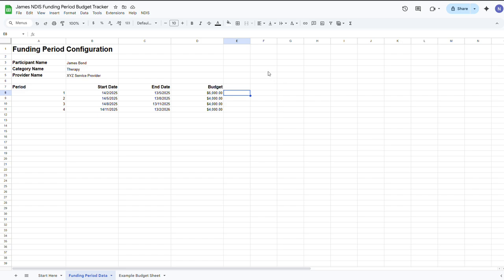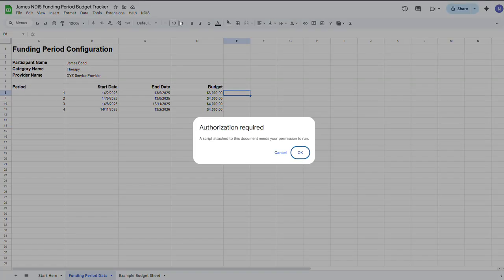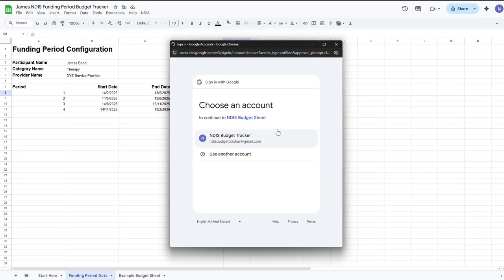So once I've entered my data, then I come up to the top here and there's a menu item called NDIS. And I click on that. And there's a button called Generate Budget Sheet. So I click on that. Now it's going to ask me for permission to run this particular script. So we've written the script, so there's all programming behind the scenes which helps you generate the sheet. And this is just asking you if it's okay for you to run it. So I'm going to say okay.